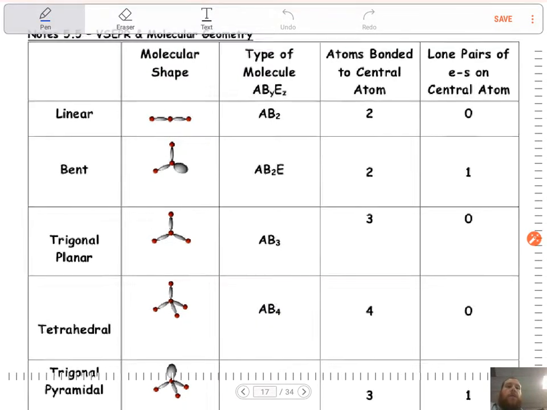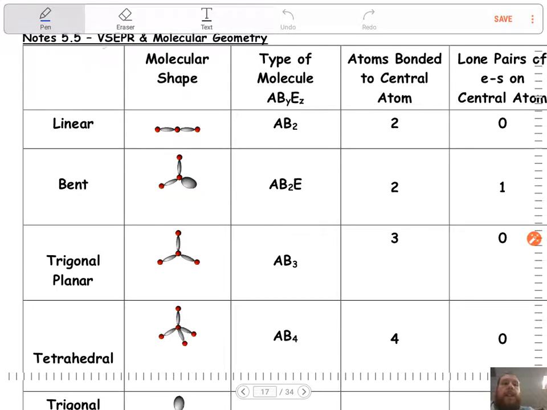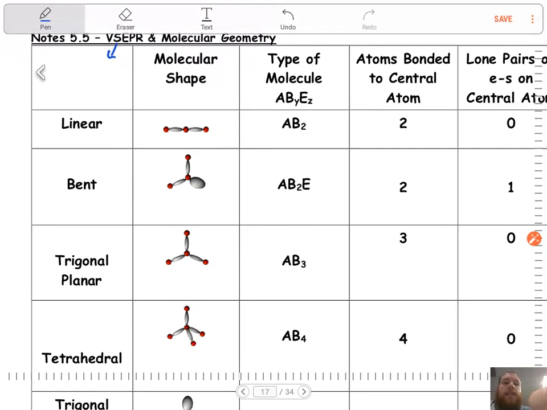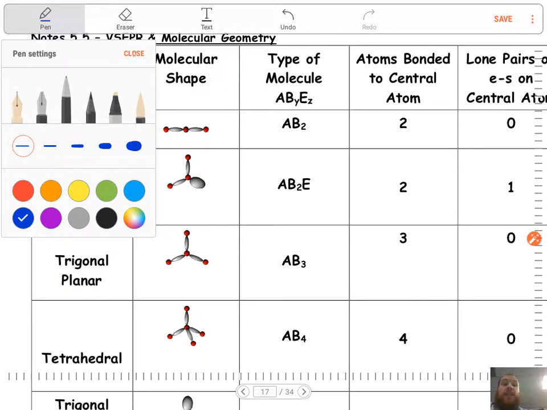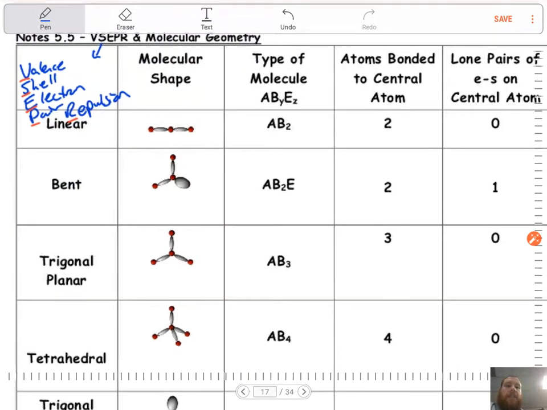Okay, so this thing called VSEPR, all right, what that stands for is valence shell electron pair repulsion. Okay. So if you look at the first letters, there's the acronym that you get. Now it's called VSEPR, that's how it's pronounced, even though it's spelled differently. Okay, I get that. It's just easier to say VSEPR.